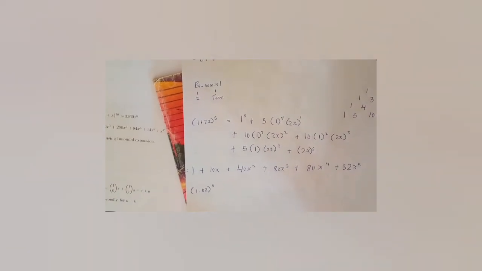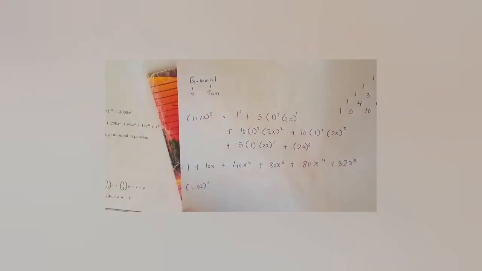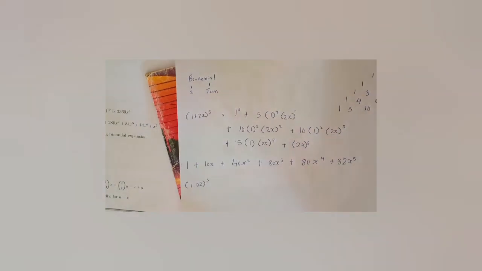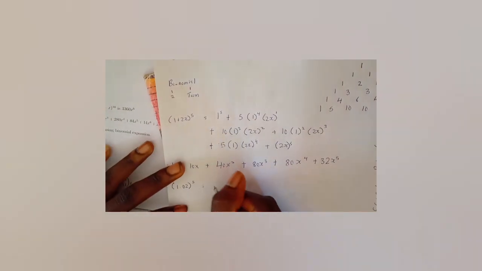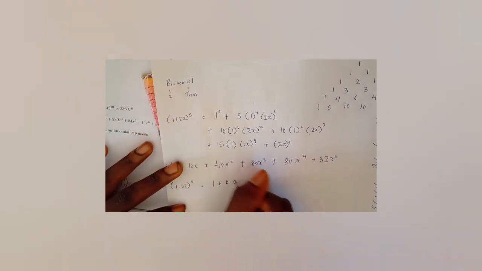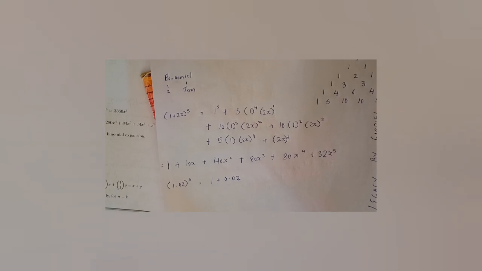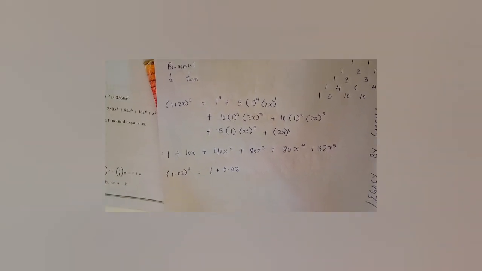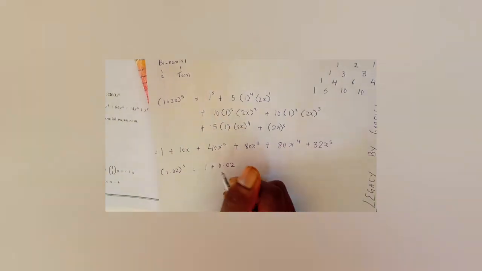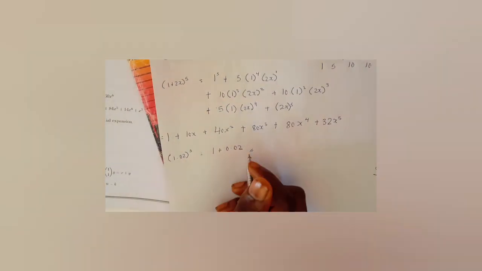So now, 1 plus 0.02 raised to the power of 5. You have to make this guy look like this guy. That is practically what we are doing. Now, I think we all agree with me when we say that 1.02 is equivalent to 1 plus 0.02. Do you agree? If you add 1 plus 0.02, you're most definitely going to get 1.02, right? So this is our expression.